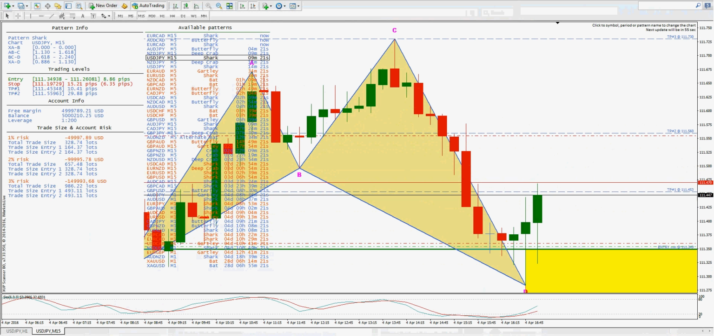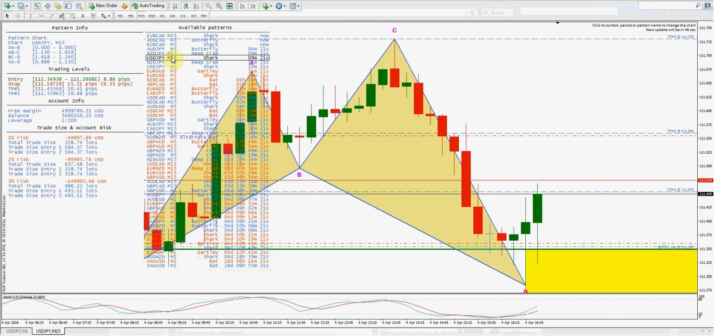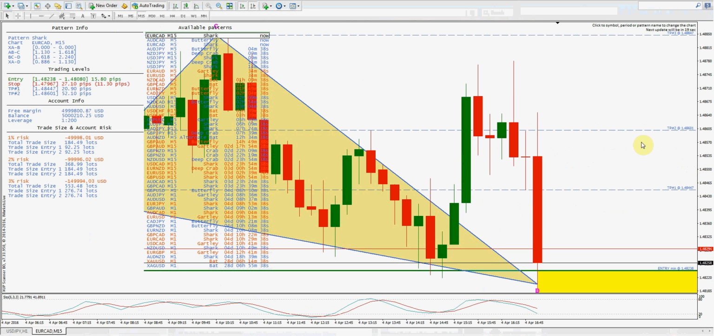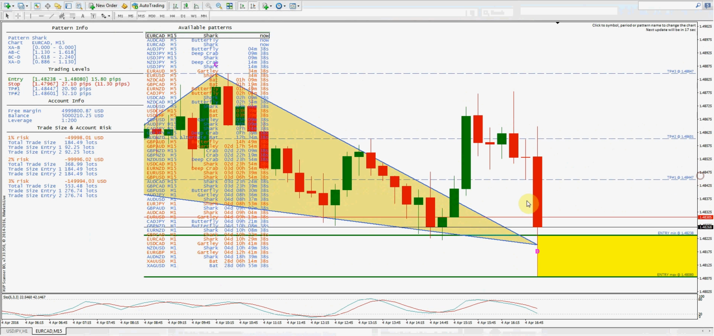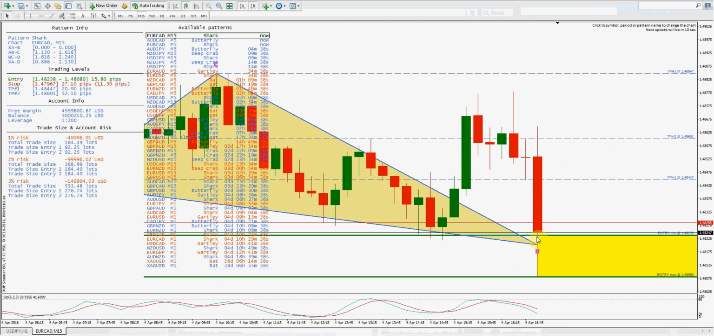Just another quick update. I noticed, where is it at here? We're in the USD Japanese yen right now. Let me see. Euro CAD, 15 minutes. As you guys can see here, the market came down into here. It looks like we had an opportunity to jump in here as well. Obviously, I'm already in a trade, so I'm not going to look at doing that, but we did have another trade set up right here to go long.